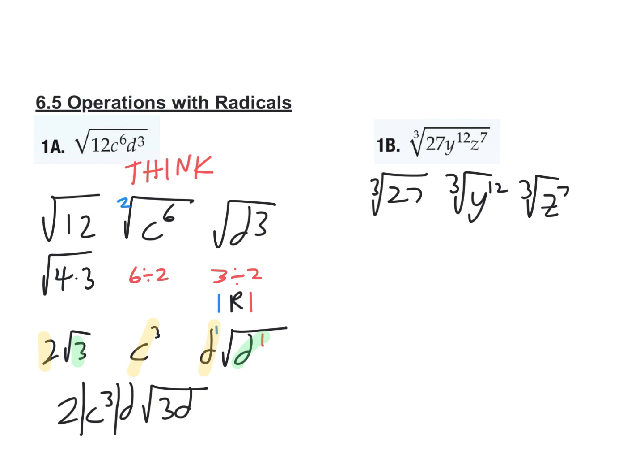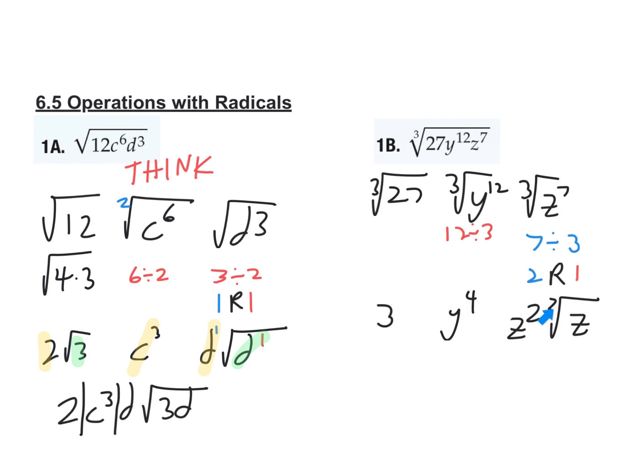All right. Is 27 a perfect cube? Yeah. It is. What's the cube root of 27? 3. Okay. All right. Now, this one comes out even, right? 12 divided by 3, which is 4. So there's your y to the 4th. All right. The 7 divided by 3 doesn't come even. All right. What is it? 2. Remainder 1. Okay. So the 2 is the power on the outside. 1 is the power on the inside.